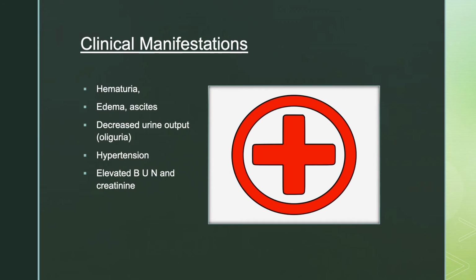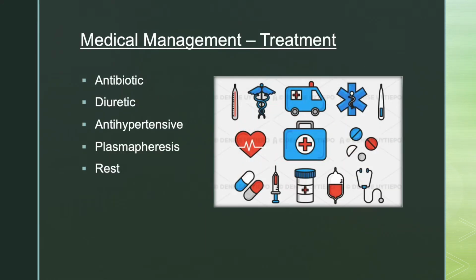Also, guys, there will be elevated lab values due to the lack of excretion of them, such as BUN and creatinine. Now, management for acute glomerular nephritis is going to begin with antibiotics. Penicillin is the antibiotic of choice for acute glomerular nephritis, and diuretics are also going to be implemented to get fluids out of the body. Diuretics such as Lasix and Bumex are examples.